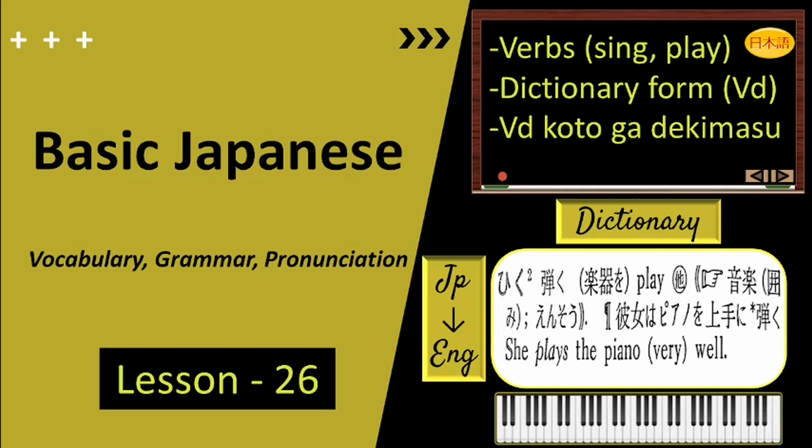In this video, you will learn a few verbs like sing and play, say for example a musical instrument like piano, etc. You will also learn how to construct the dictionary form of verbs, that is the basic form of verbs which is found in Japanese dictionaries and widely used by the Japanese speakers during their daily interactions. You will also learn a sentence pattern that has the dictionary form and is used to express one's ability to do something. And by the end of this lesson, you will be able to use all of them and frame sentences on your own. So please watch it till the end.